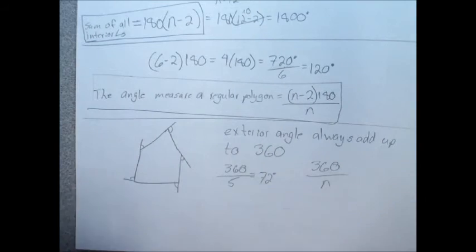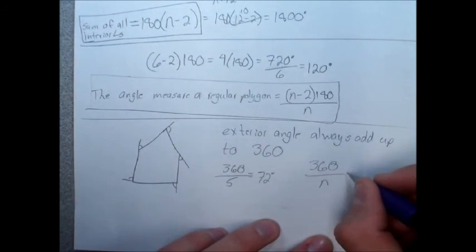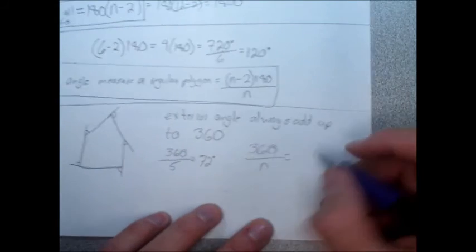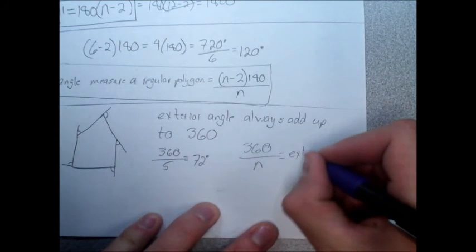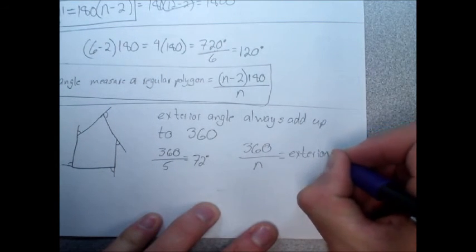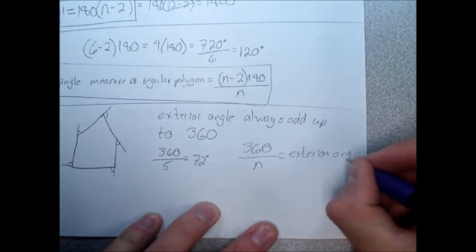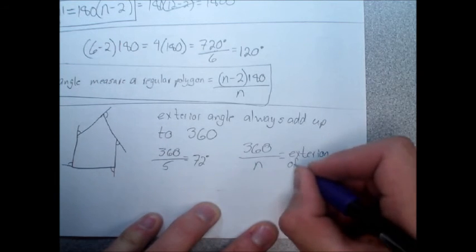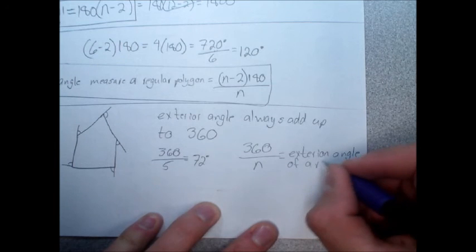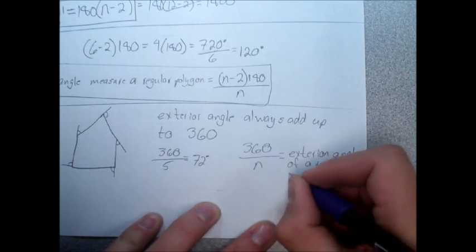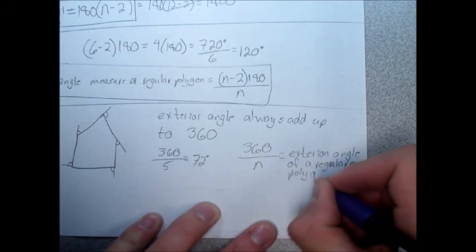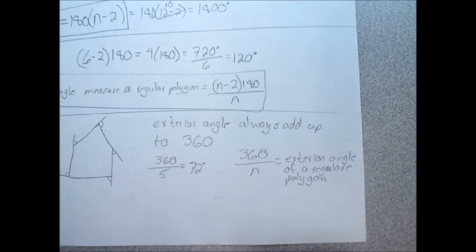So all I do is plug in the number of sides. So this, 360 divided by n, is the formula for finding the exterior angles of a regular polygon. Okay, and that's the last bit for investigation 3.